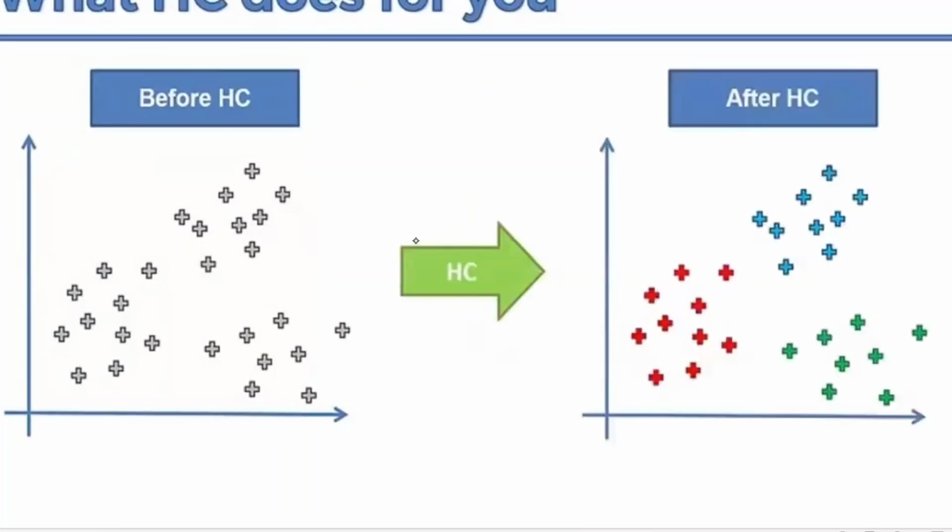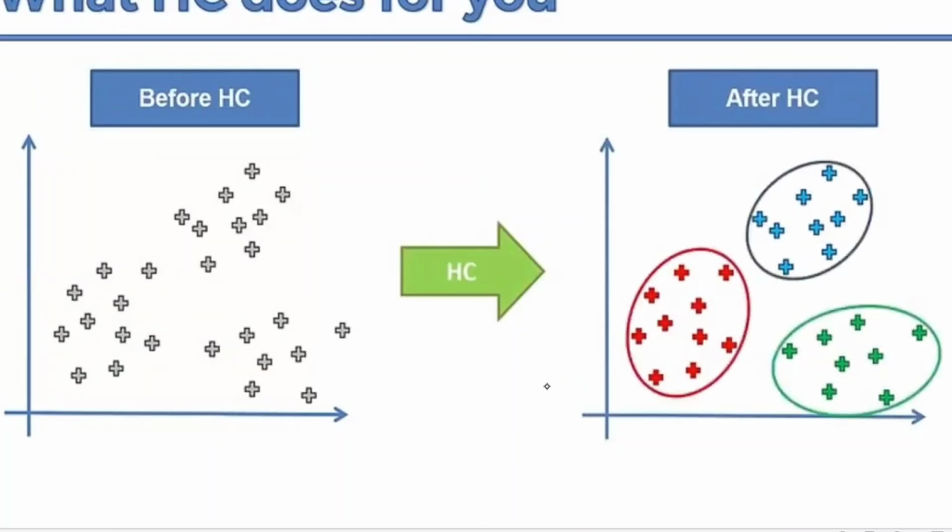Now here, before the hierarchical clustering, this is the scatter plot, and after the hierarchical clustering, this is the scatter plot. Yesterday also I showed you the same kind of example, and after K-means it was converted. So here also, before hierarchical and after hierarchical.